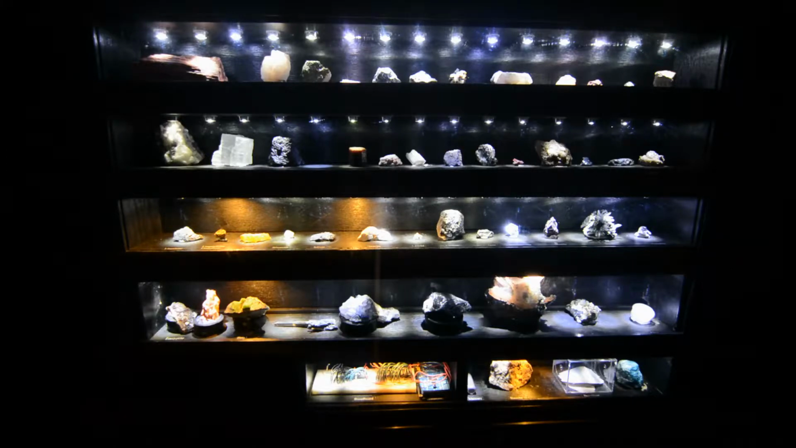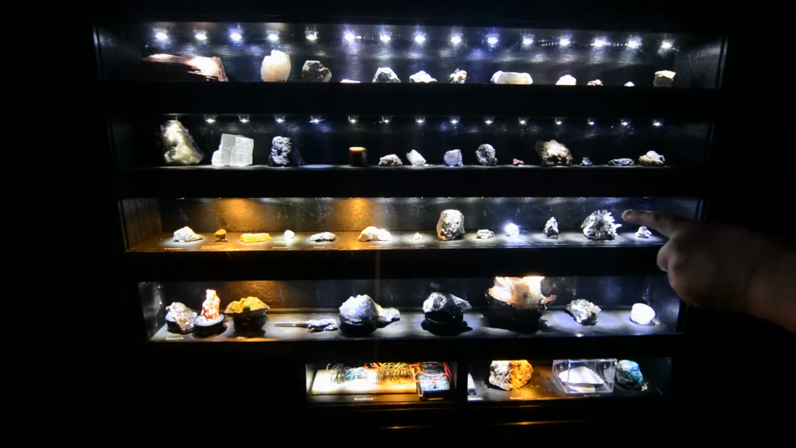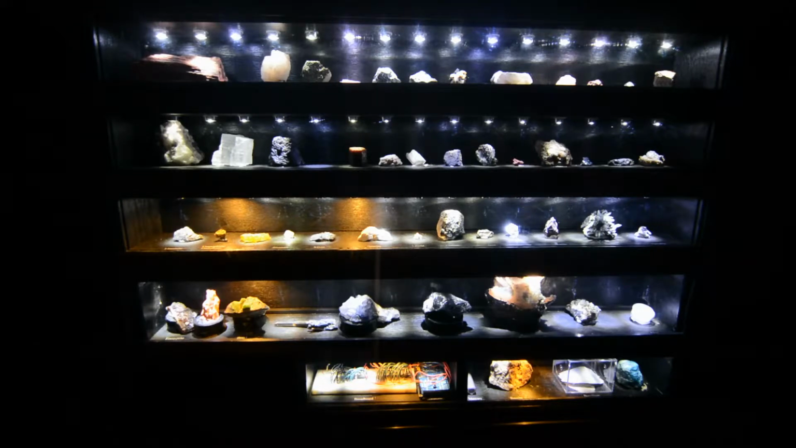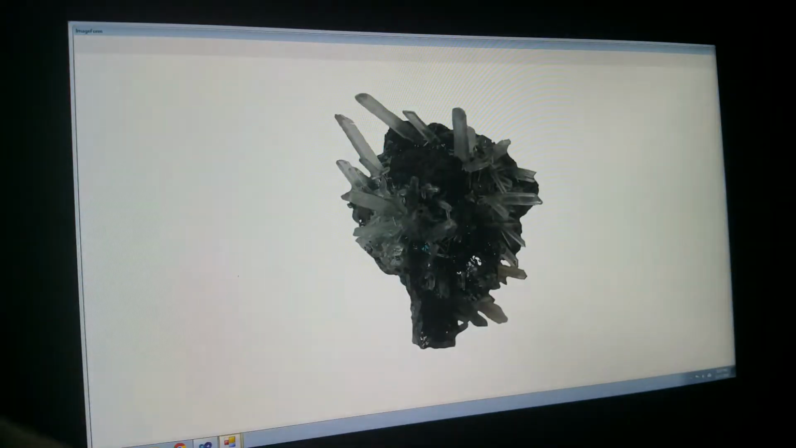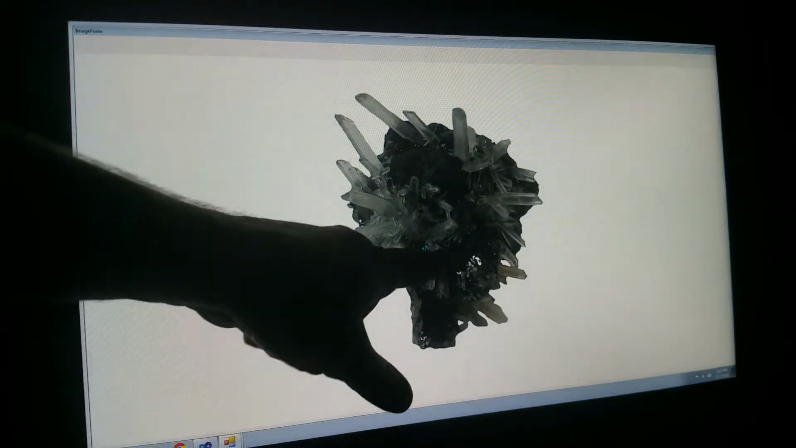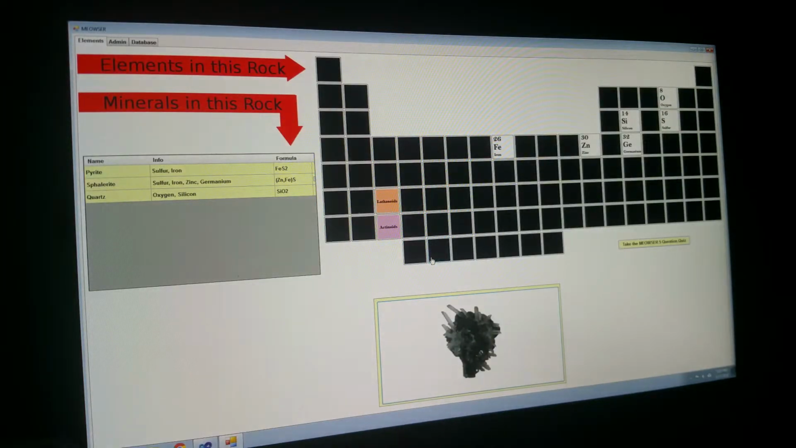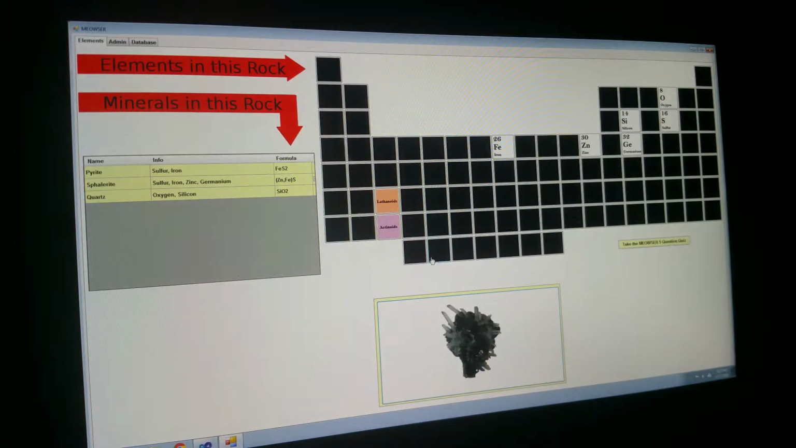Okay, so let's show you what we got here. Let's start with the cabinet on the left. We're going to pick a rock. Let's point at, how about this one? Pyrite, sphalerite, and quartz is in there. So now if I go look at the monitor, you'll see those three minerals are in that rock. There's a picture of it, not such a great picture, but a picture of the rock, and iron, zinc, germanium, there's several elements in there.